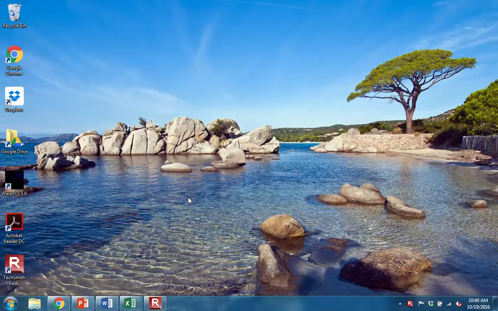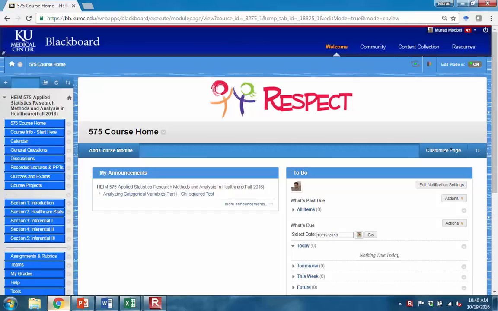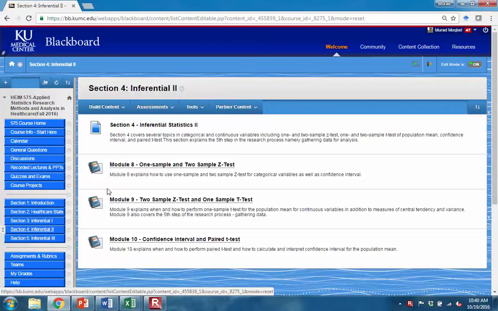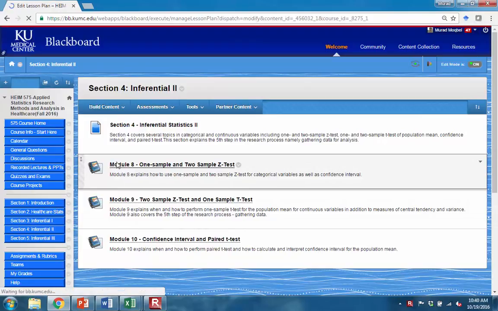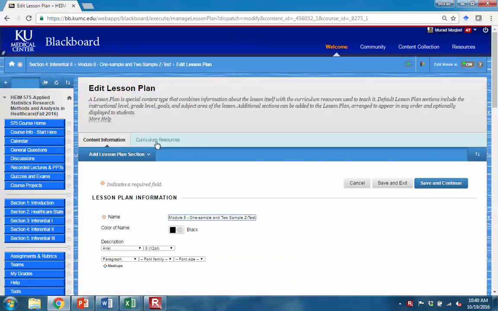Good morning, everyone. Today we will continue where we started for this module 8. Module 8 is under section 4, Inferential 2. So, let's open that and let's get started.